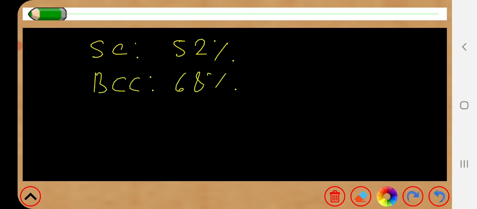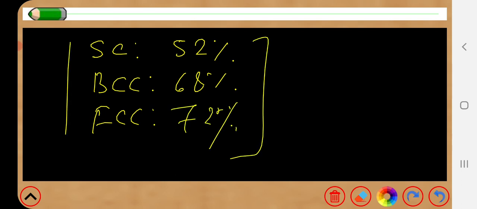For your exam, remember that one. For simple cubic structure, APF is atomic packing fraction 52% in the percentage form. For BCC it is 68%, and for FCC it is 72%. चलो इतना ही it is sufficient before your exam.